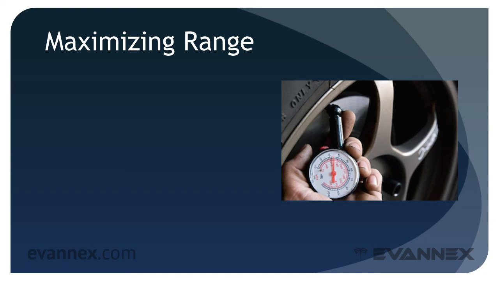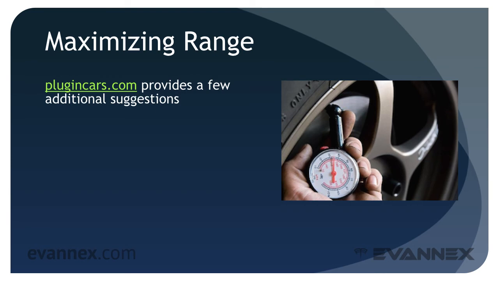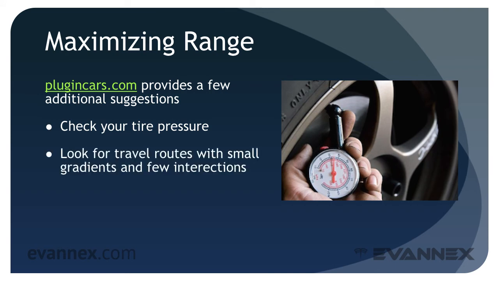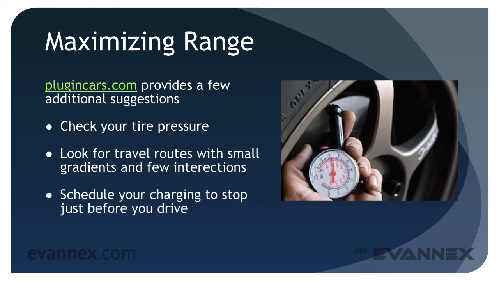In addition to the topics we've discussed, plugincars.com offers these suggestions for improving the range of your EV. Check your tire pressure. Rolling resistance can affect range. Look for travel routes with small gradients and few intersections. Schedule your charging to stop just before you begin driving. This reduces the likelihood of any small losses that might occur as the car sits idle with a full charge. Give yourself more time, resulting in relaxed driving and more effective use of regen.